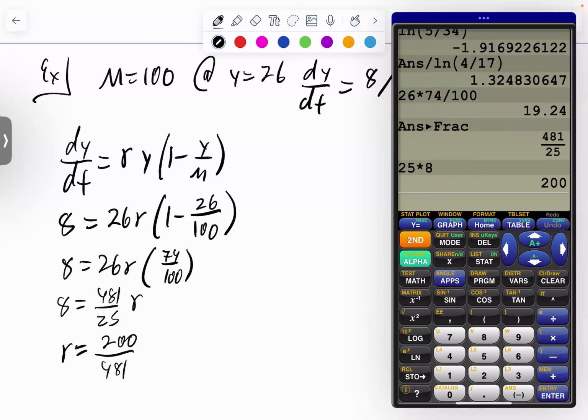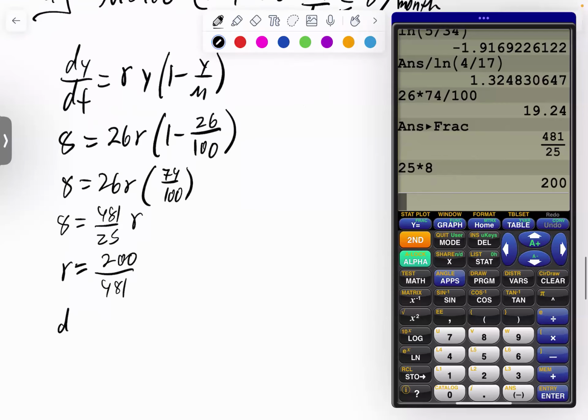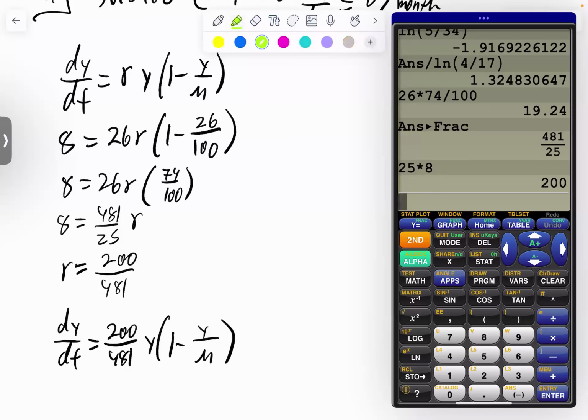So our differential equation is going to look like this. dy dt equals 200 over 481 y times 1 minus y over m. And that is what we are looking for. The m in this case is 100 for this particular problem. And that is our differential equation.